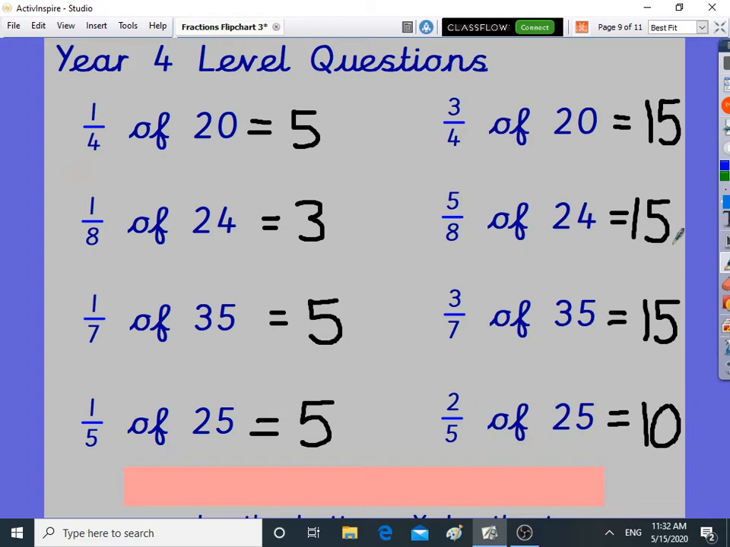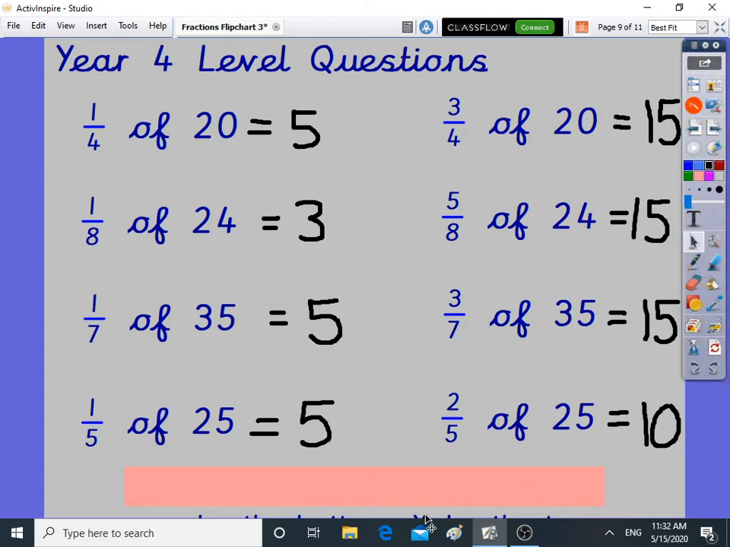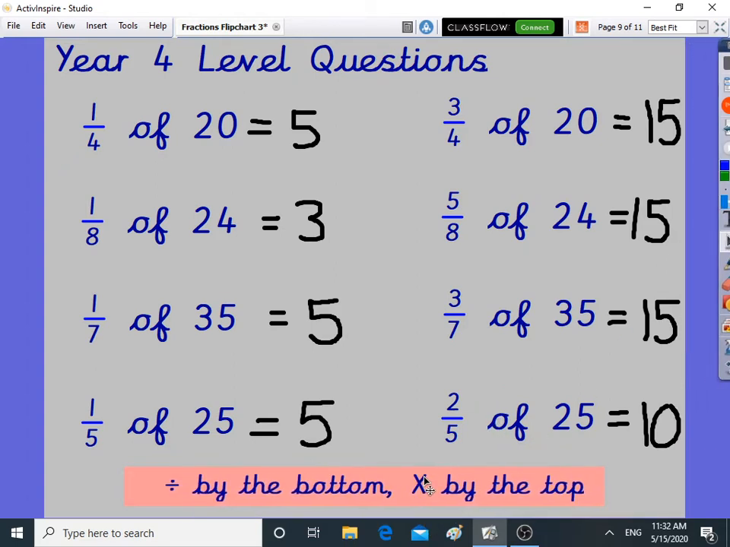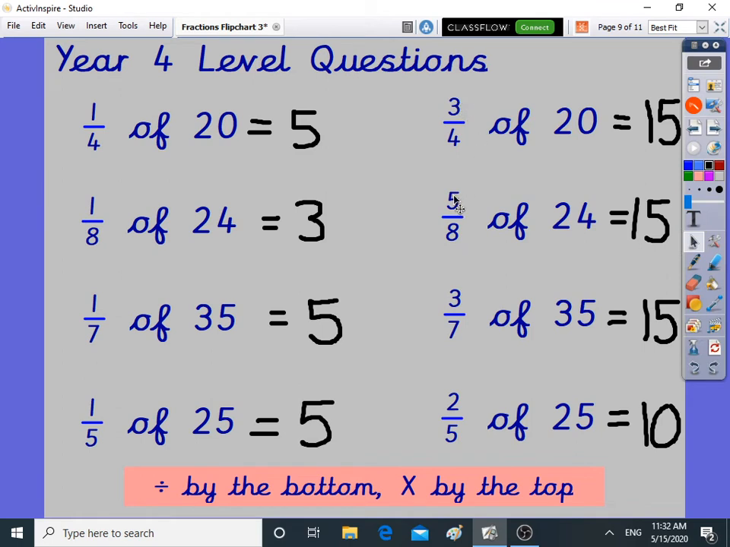So, this is the rule, hiding at the bottom of the screen here. Divide by the bottom, times by the top. For year 4s, because you have to deal with ones where the numerator, the top part of the fraction, is bigger than 1, where year 3s only have to deal with ones where the top number is 1. So the rule is divide by the bottom, times by the top.